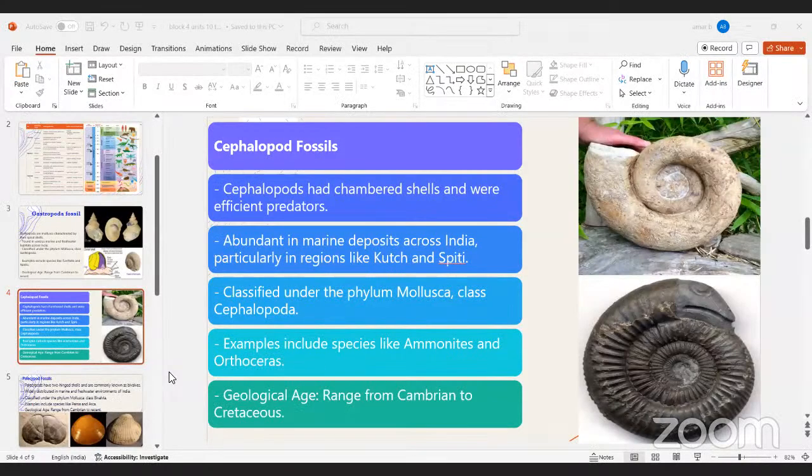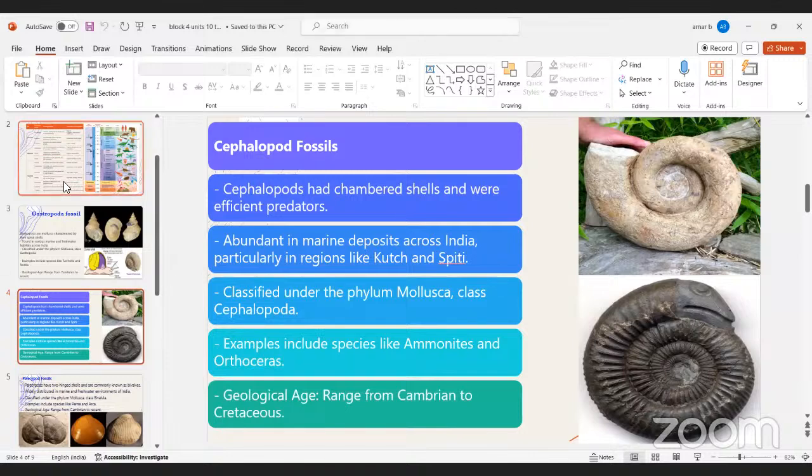Sharing has stopped as the shared window is closed. Okay. And next, before that, next I want to share another slide, that is today's paleontology part 2 presentation.